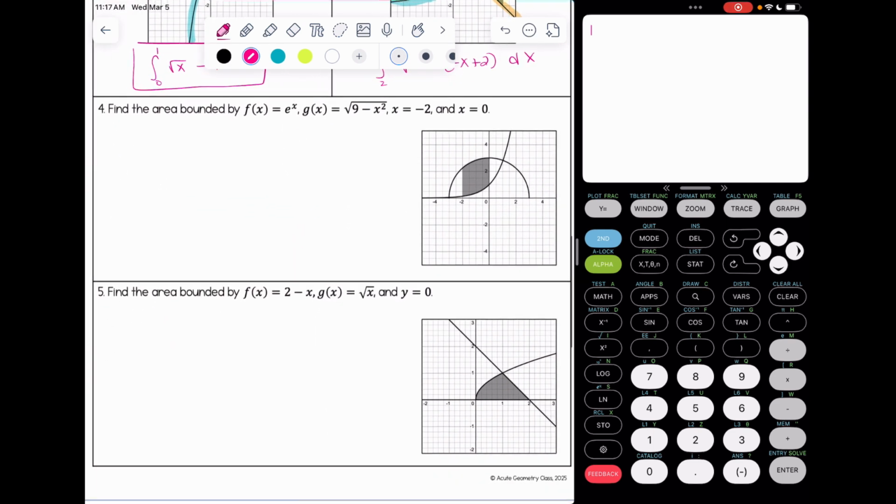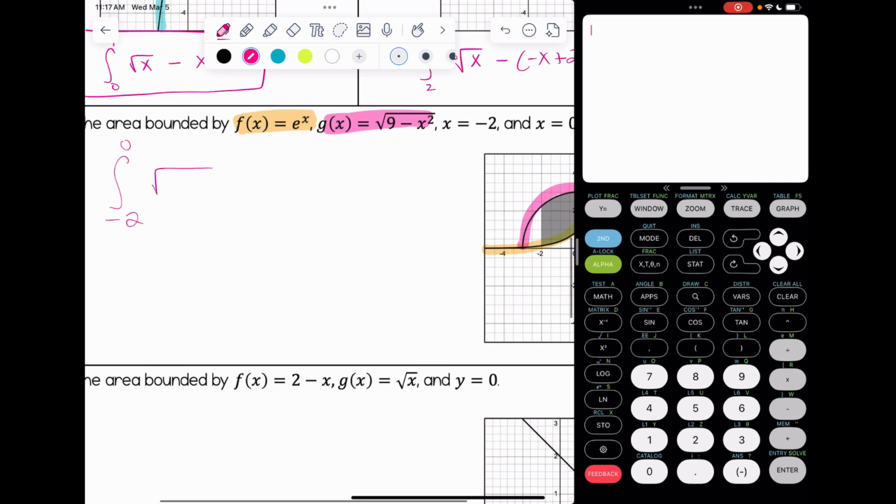All right, number 4: find the area bounded by f of x equals e to the x, g of x equals the square root of 9 minus x squared, x equals negative 2, and x equals 0. So sometimes the curves are not such that f of x is always the upper. If you look in this case, f of x is actually the lower function, whereas g of x, this is a semicircle here, is the upper function. So in order to find the area here, the bounds are negative 2 and 0, right? The problem gives us that. The upper function is radical 9 minus x squared minus the lower function dx.